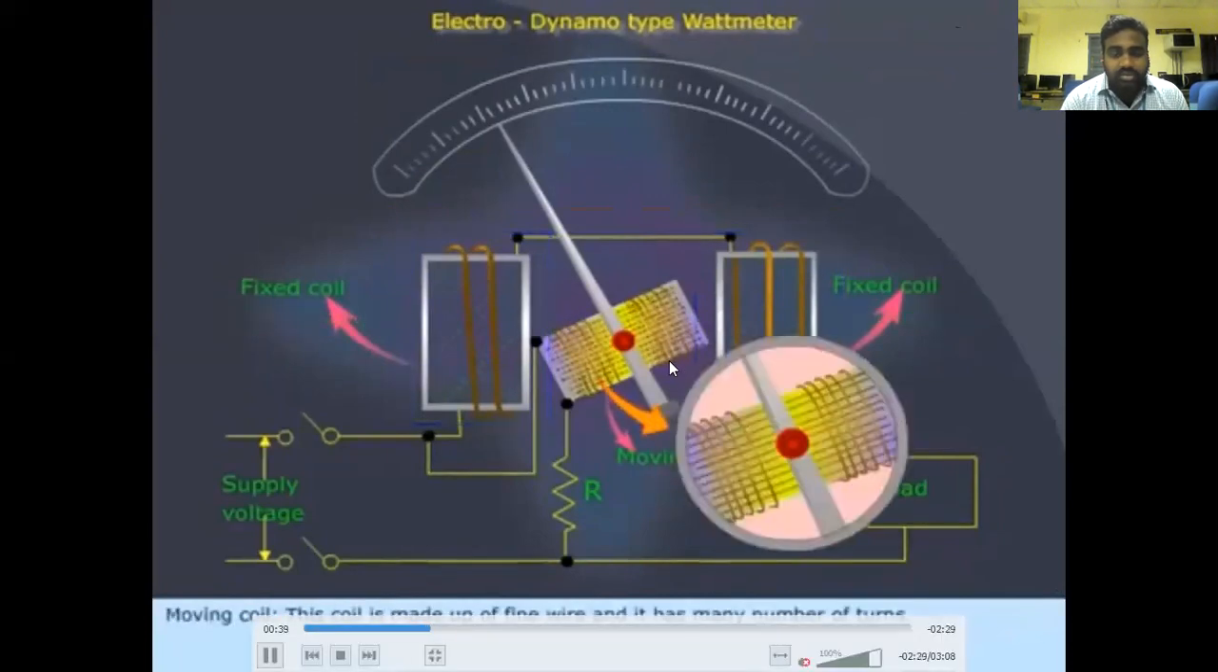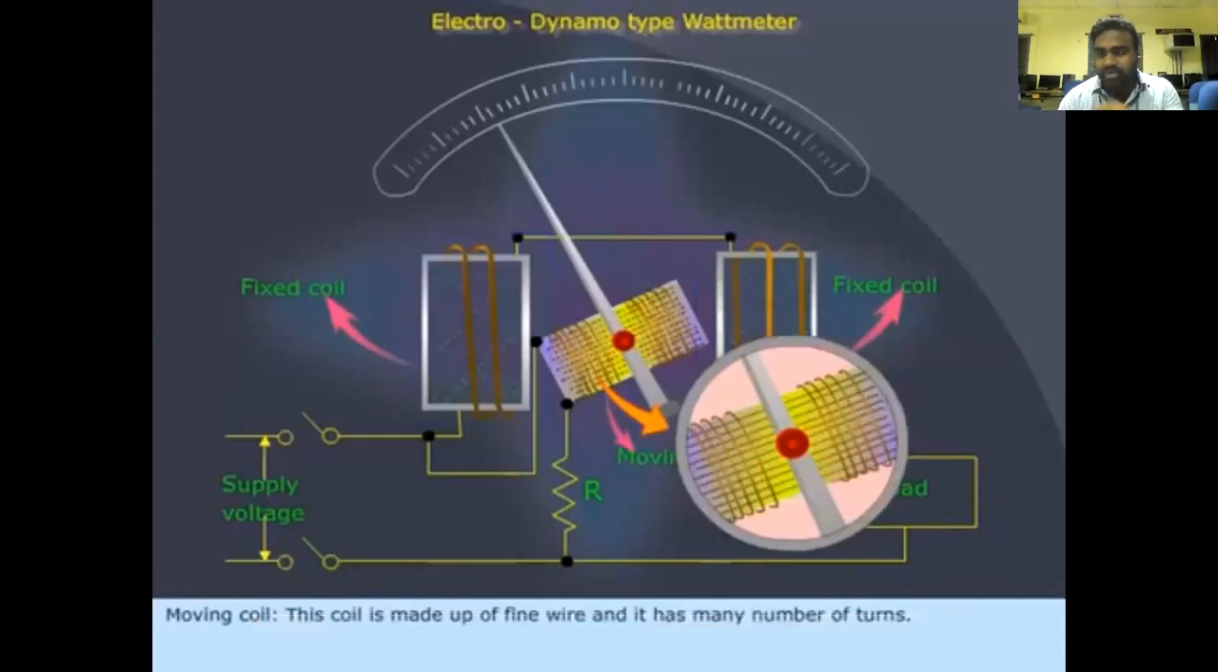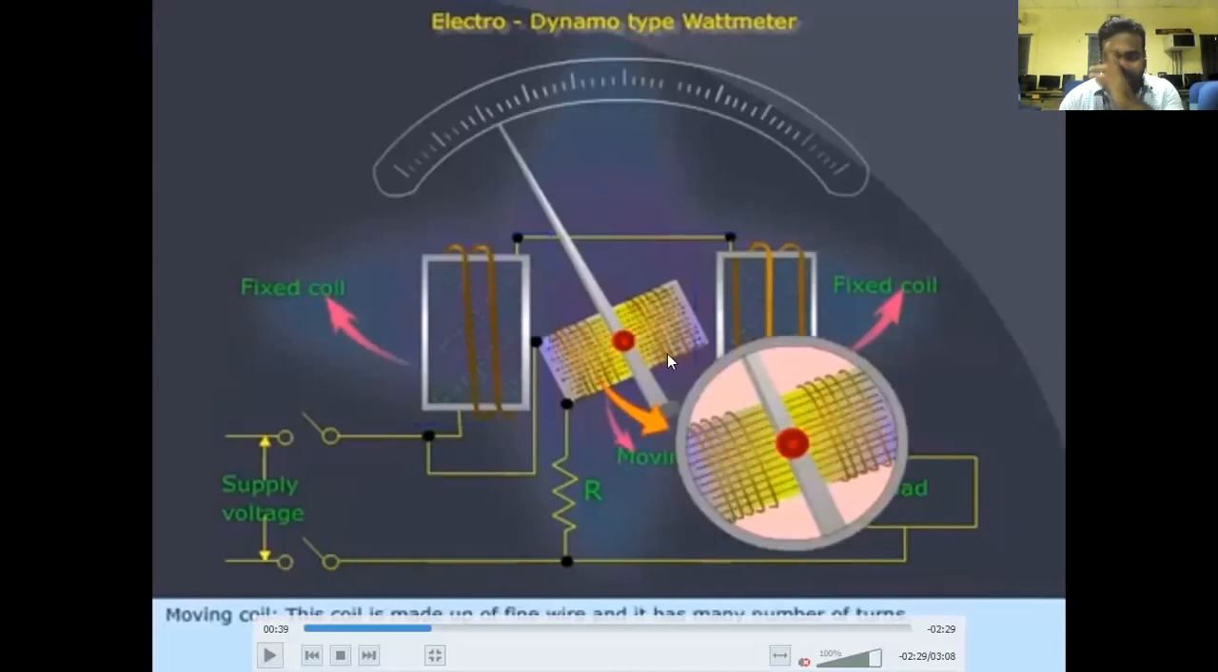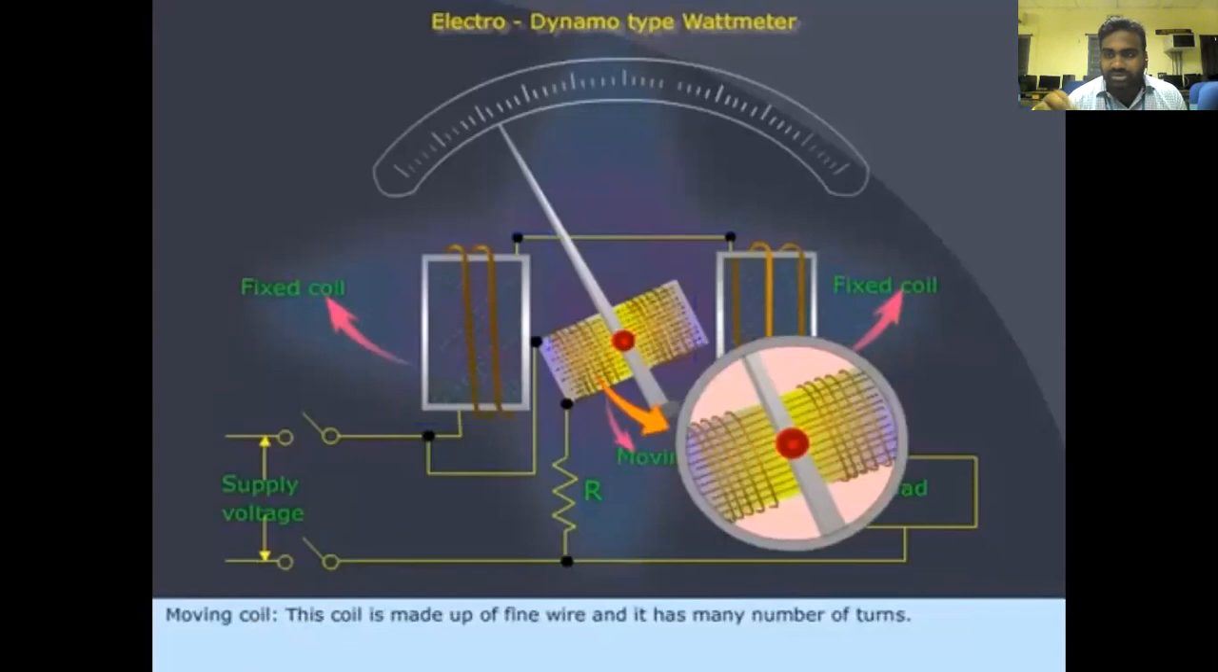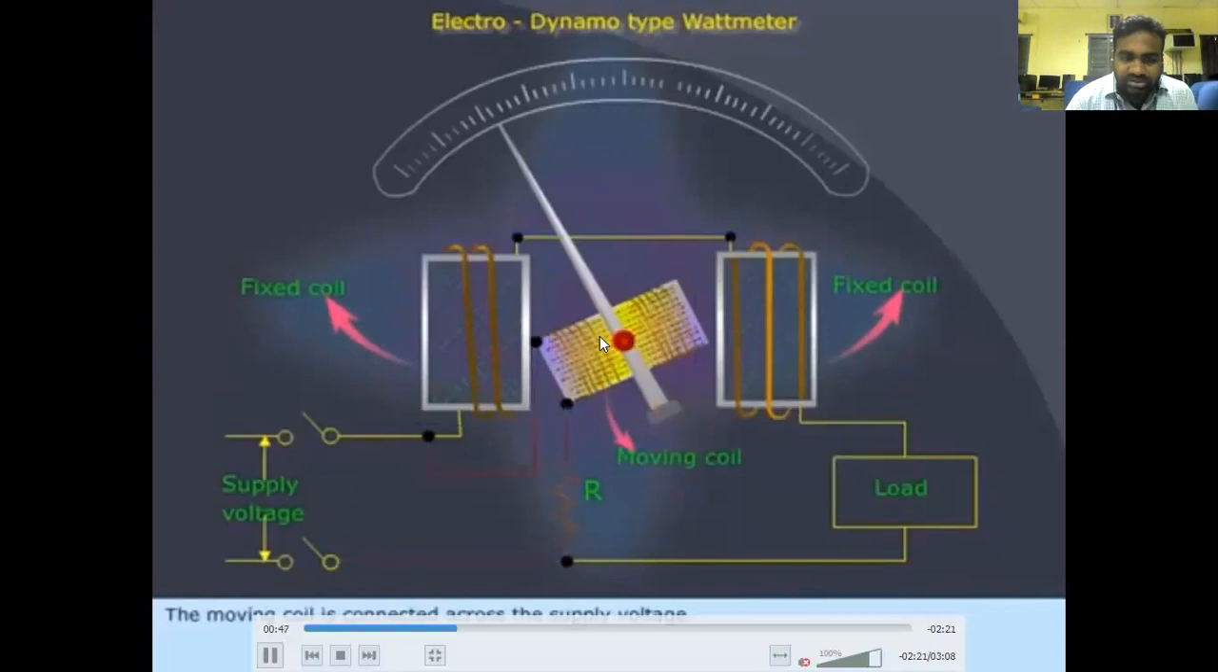Then this is nothing but the moving coil. The moving coil is made up of a thin copper wire connected in the form of a coil. As we wound the autotransformer windings, we will wind the coil winding on a former, with a particular number of turns. The moving coil winding is placed here.